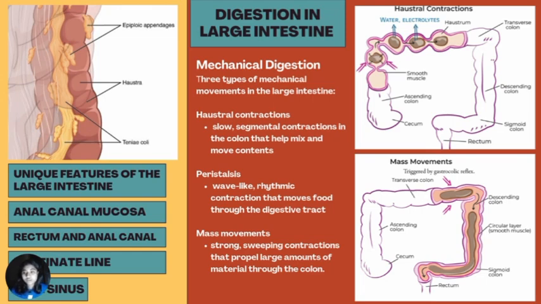So as for the defecation process, we have a few processes here. Rectum filling, stool enters the rectum and stretches the rectal wall. Rectal reflex activation, the stretching sends signals to the brain, which causes the internal anal sphincter to relax and increases the urge to go to the bathroom.